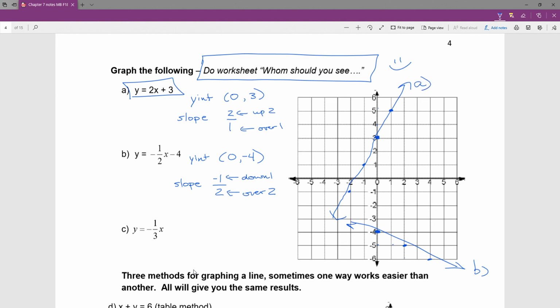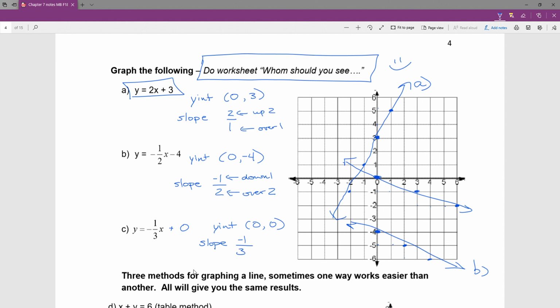And what about C? When I take a look at this, this is one that's missing its b. So its y-intercept is actually 0, 0. That's the origin, right? And from there, we look at the slope. So the slope tells me it's -1 over 3. So these are my instructions. From 0, 0, I'm going to go down 1 and over 3. And I could do another point. So another point is going to have the same instructions to get to. So down 1 and over 3. And again, I've got enough points on here. I can draw my line on the graph.